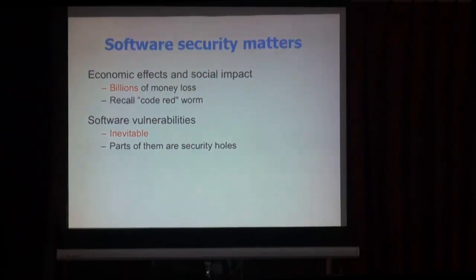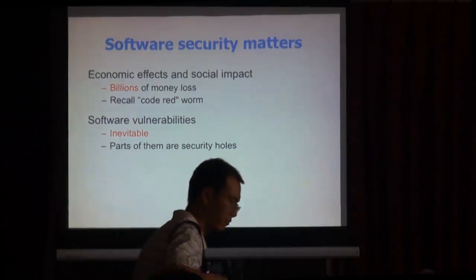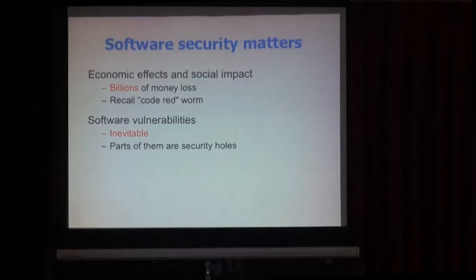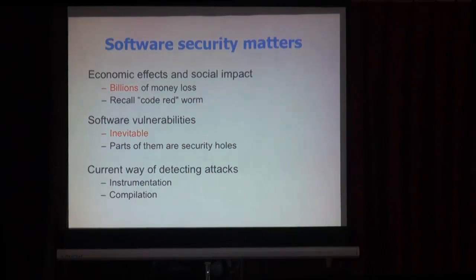Actually, there are a couple of papers in the morning session on software security, its economic effects, and social impact. It costs billions of money. But software vulnerabilities are inevitable. I remember the last talk this morning said that every bug in the kernel will somewhat turn into a security vulnerability. Current ways of detecting attacks are mostly based on instrumentation and compilation, or some require dedicated hardware.